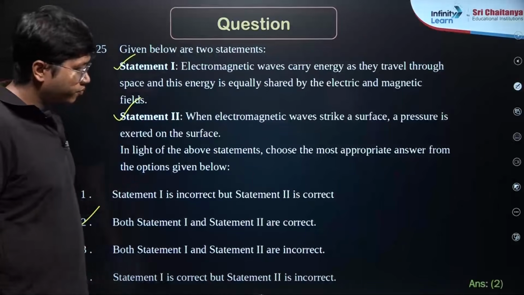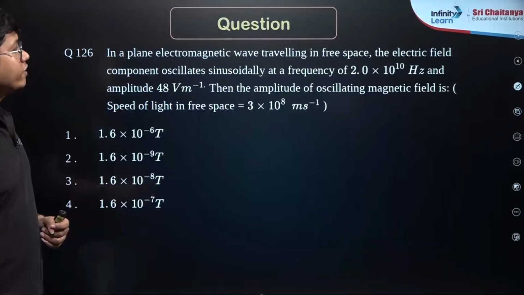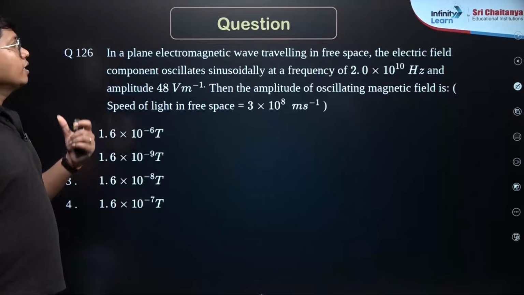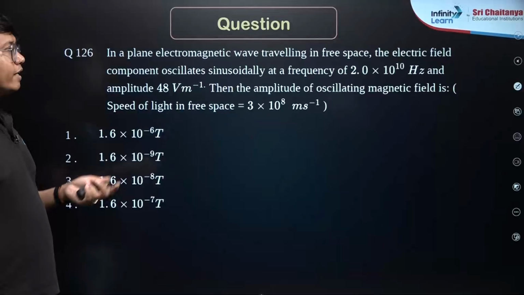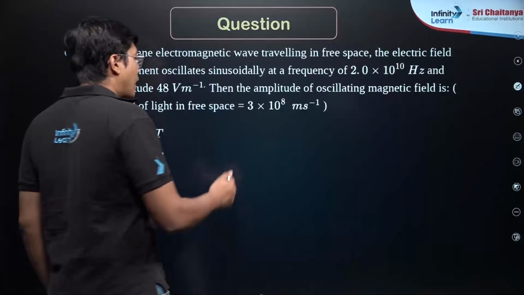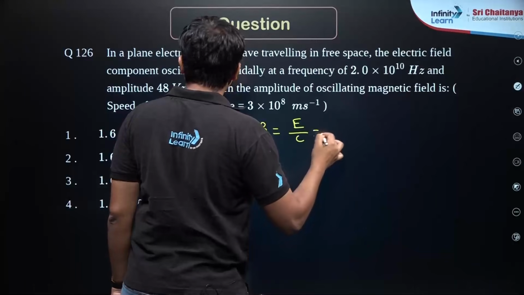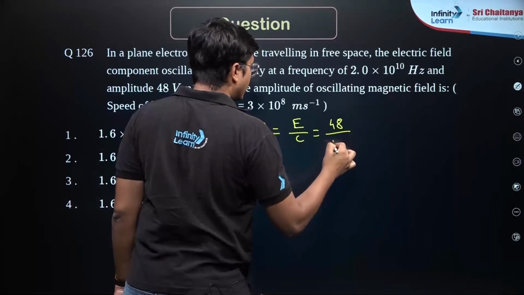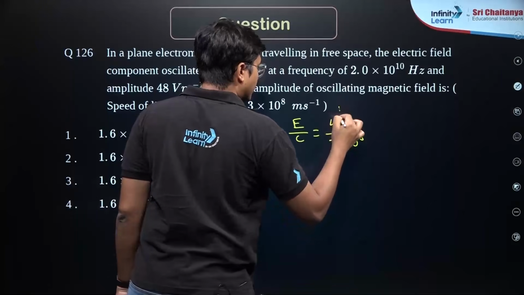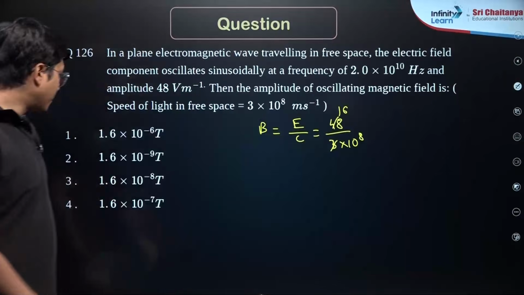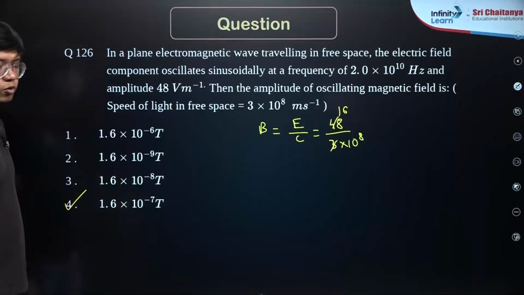Option 2. Yes. This one says in a plane electromagnetic wave traveling in space, electric field component, frequency is given, okay, amplitude is given, amplitude of the oscillating field. Now the frequency is useless. I know the amplitude of the magnetic field is basically E divided by C, that's 48 over 3 into 10 to the power 8 goes with a 16. 16 into 10 to the power minus 8, which is 1.6 into 10 to the power minus 7, option 4.